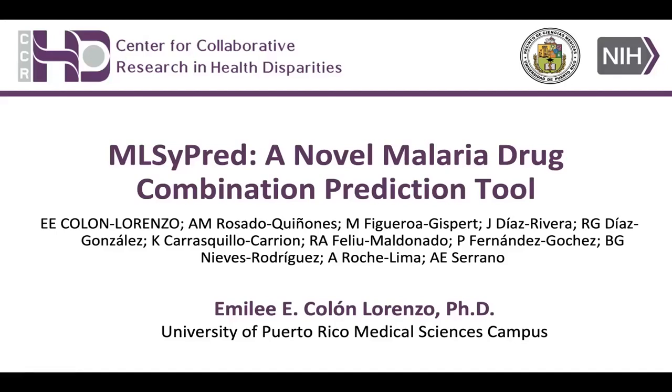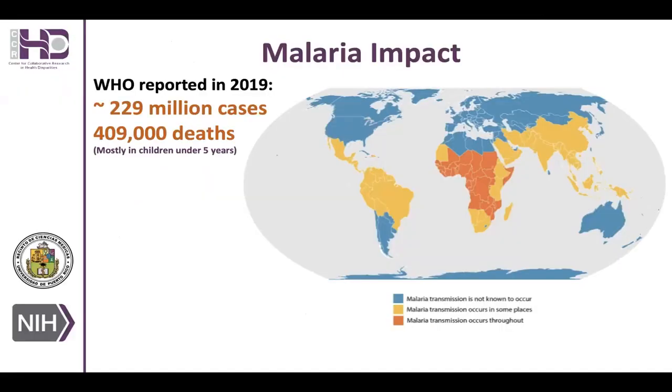Hi, I am Emilee Colón from the Center for Collaborative Research in Health Disparities at the University of Puerto Rico Medical Sciences Campus. Today, I'm going to present a machine learning synergy predictor tool that we developed to predict drug combinations for malaria. Malaria is an infectious disease caused by Plasmodium parasite.